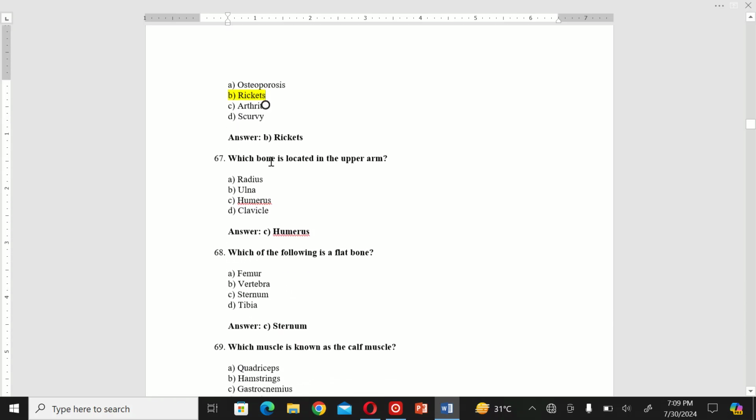The next MCQ is which bone is located in the upper arm? A. Radius, B. Ulna, C. Humerus, and D. Clavicle. So the correct option is C.